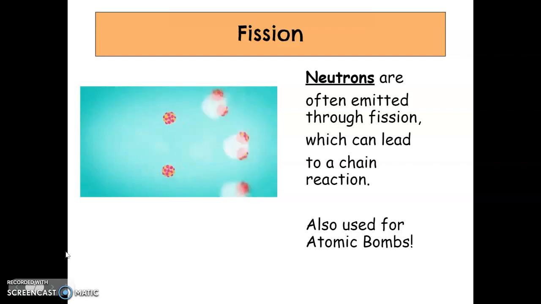So neutrons are emitted through fission, which can lead to a chain reaction. Again, this is what's used in atomic bombs. So when you're breaking the atom apart, you're releasing more neutrons from the nucleus of the atom, which can then go on to bombard other atoms and break them apart as well. And that is what we do in nuclear reactors.